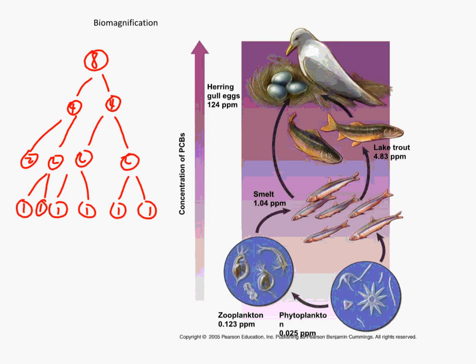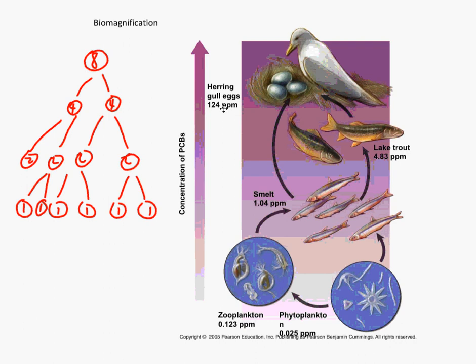This particular one says concentration of PCBs. There was a chemical that you've probably heard of, DDT, which used to be used as an insecticide.